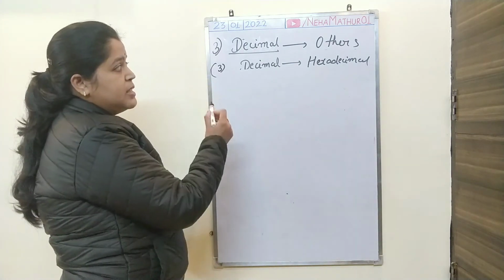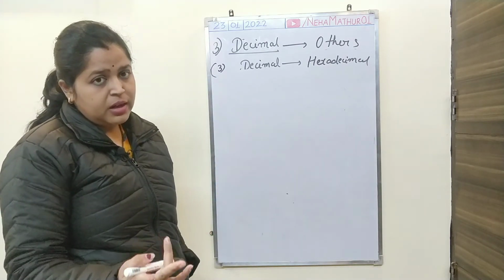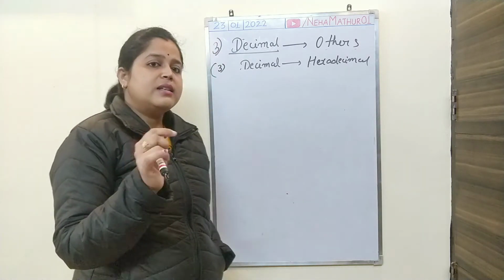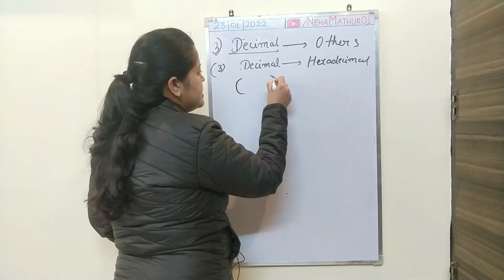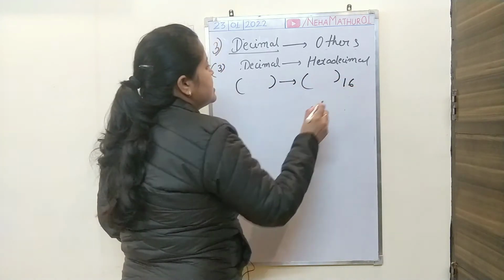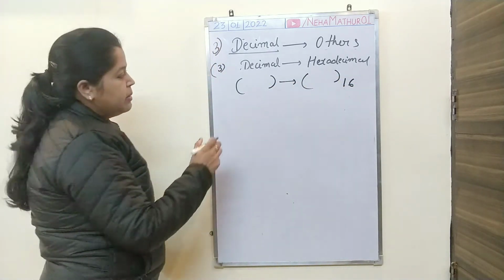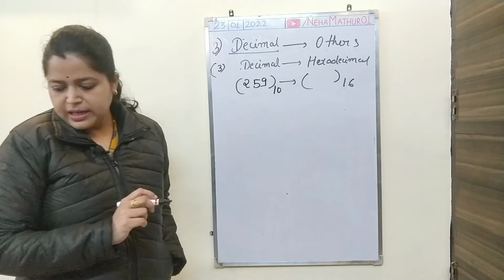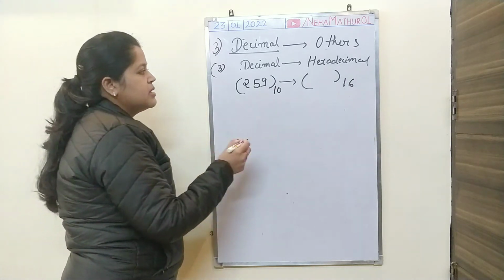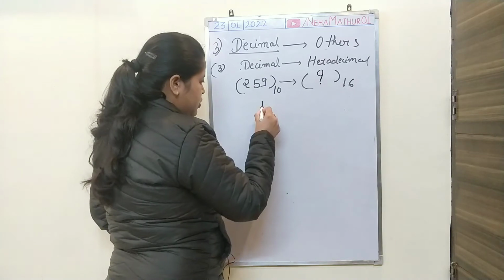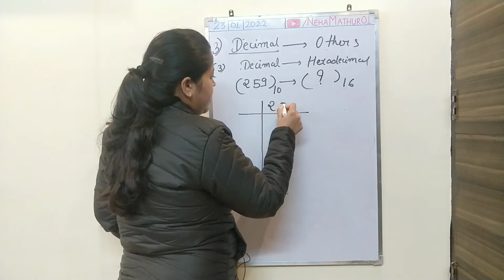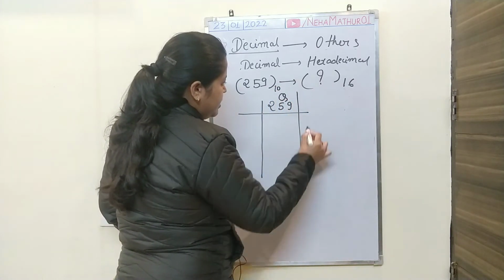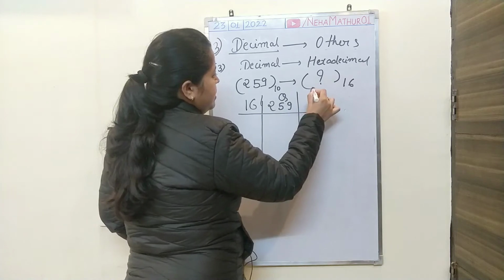For the conversion of decimal into binary, you will have to take 2 as a divider. For the conversion of decimal into octal, you will have to take 8 as a divider, and similarly for the conversion of decimal into hexa, you will have to take 16 as a divider. So now I am taking 259 having base 10 and I want to convert that into a number having base 16. So again the process will be the same. 259 is your quotient, and you want to divide that number by 16 and collect all the remainders over here.